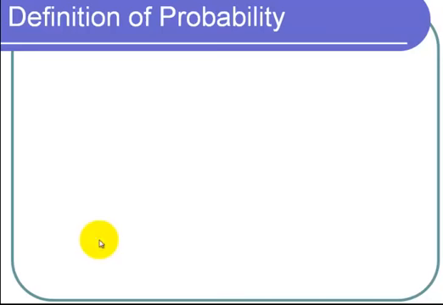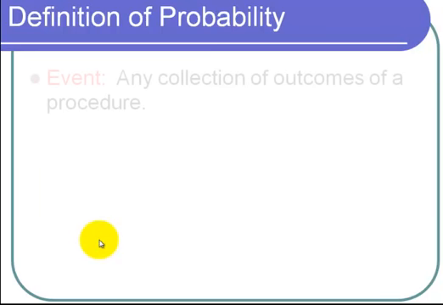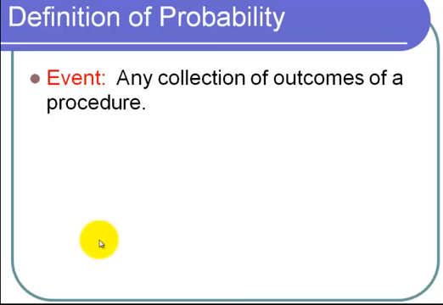So let's start out with the definition of probability. First, we need to say what an event is. An event is any collection of outcomes of a procedure. So if the procedure is to roll a die, an event is either a 1, a 2, a 3, a 4, a 5, or a 6. Those are each events. Or possibly an event is rolling an even number.